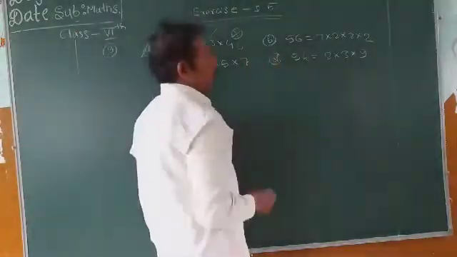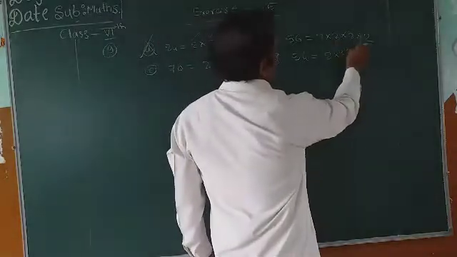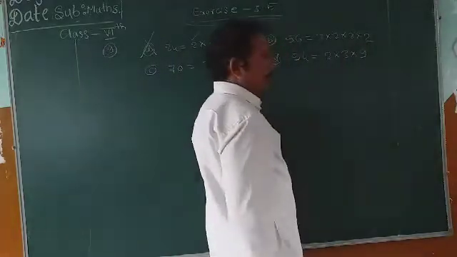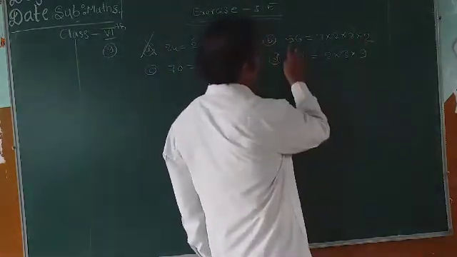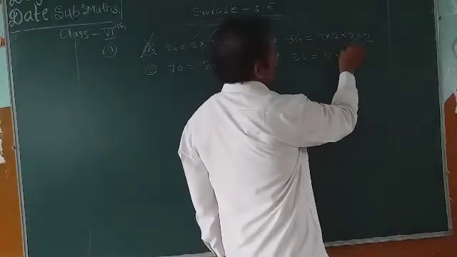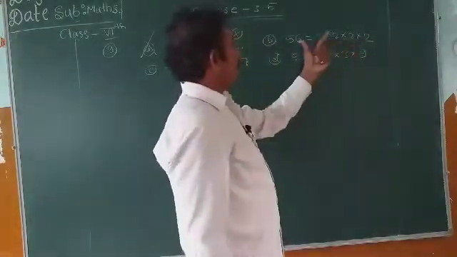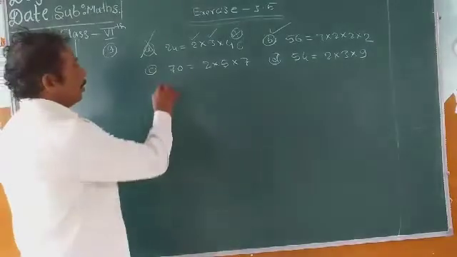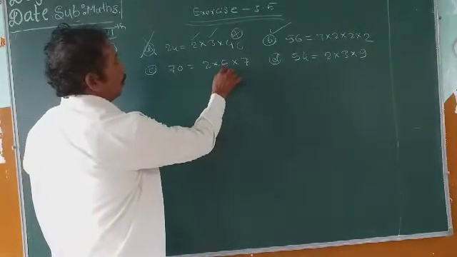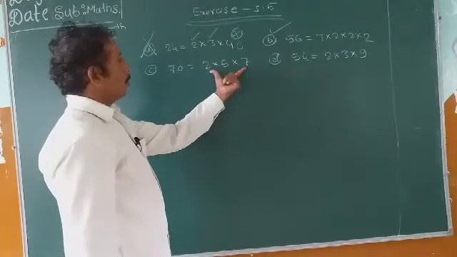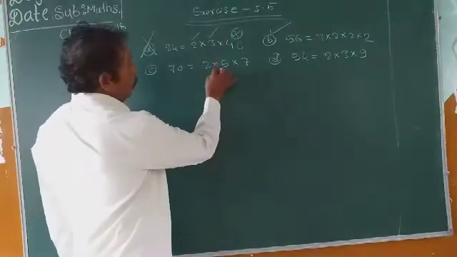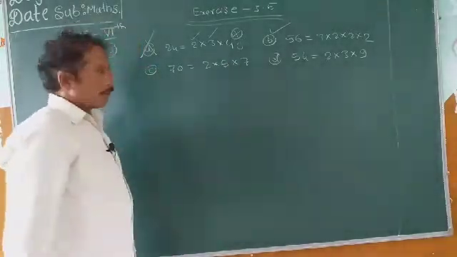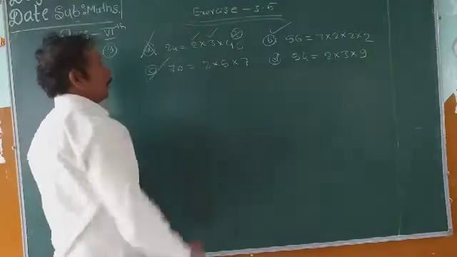Similarly, come to question B. 7 into 2 into 2 into 2 is 56. Here, all these factors are prime. These are the prime factors. So, 56 is equal to 7 into 2 into 2 into 2 is the prime factorization. Now, come to question C. In question C, 70 is equal to 2 into 5 into 7. 2 fives are 10, 10 into 7 is 70. Here 2, 5 and 7, all these 3 numbers are prime numbers. So, this is the prime factorization.